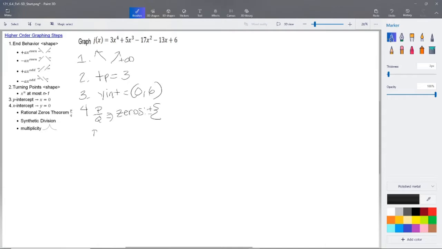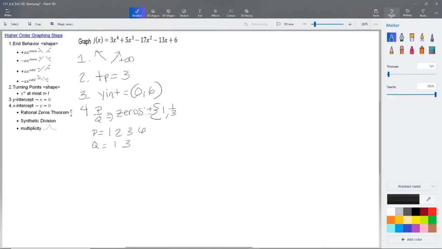So here we go. Let's do the p's down here. Factors of p are 1 and 6 and 2 and 3. For q, factors of 3, oh, that's great, 1 and 3. All right, so here we go. For the zeros, 1 divided by 1 is 1. 1 divided by 3 is a third.